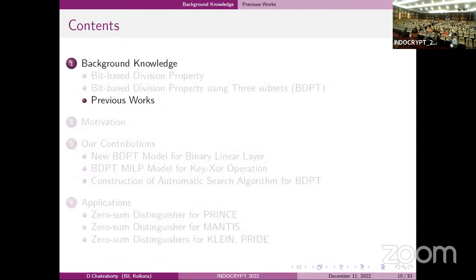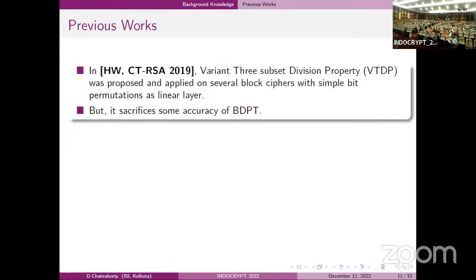Now some previous works. The first previous work, at CT-RSA 2019, Hu et al. proposed a definition called variant three-subset division property, which lies between the two-subset division property and the three-subset division property, because its accuracy is less than the three-subset division property, but it is better than the two-subset division property. They applied it on several block ciphers with simple bit permutations. But as I said, it sacrifices some accuracy. It's not exactly the three-subset division property.